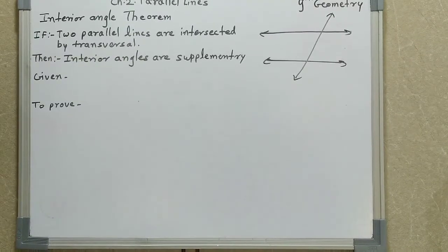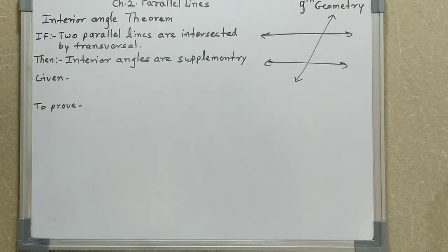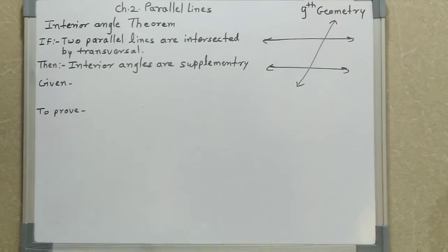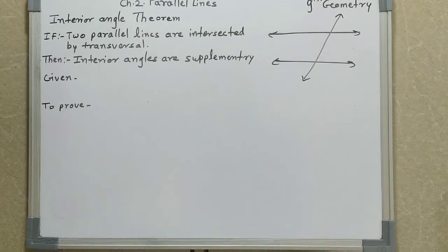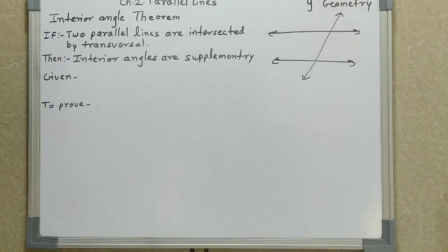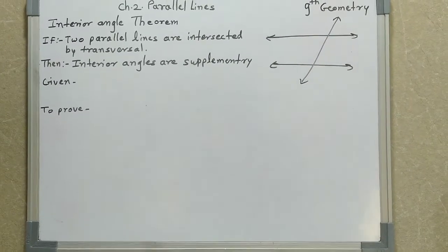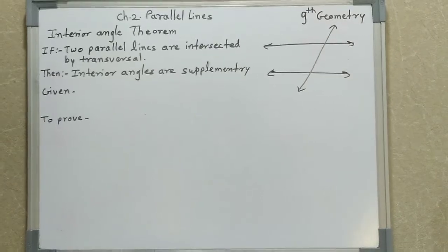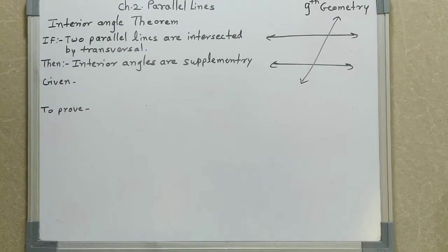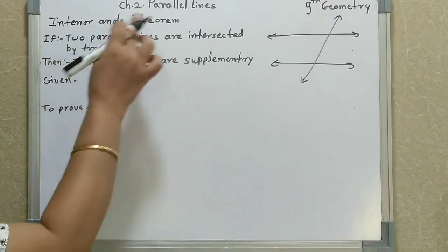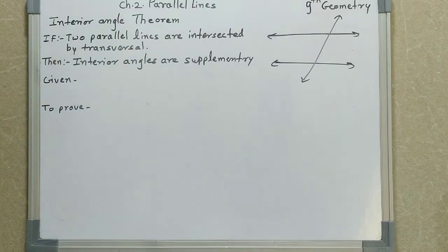Now we start the most important part of your chapter, that is theorems. We already learned three types of angles: alternate angle, corresponding angle and interior angle. There are three theorems related to these three types of angles. So let's come to our first theorem, the interior angle theorem. See in your textbook, page number 15, the theorem is given.